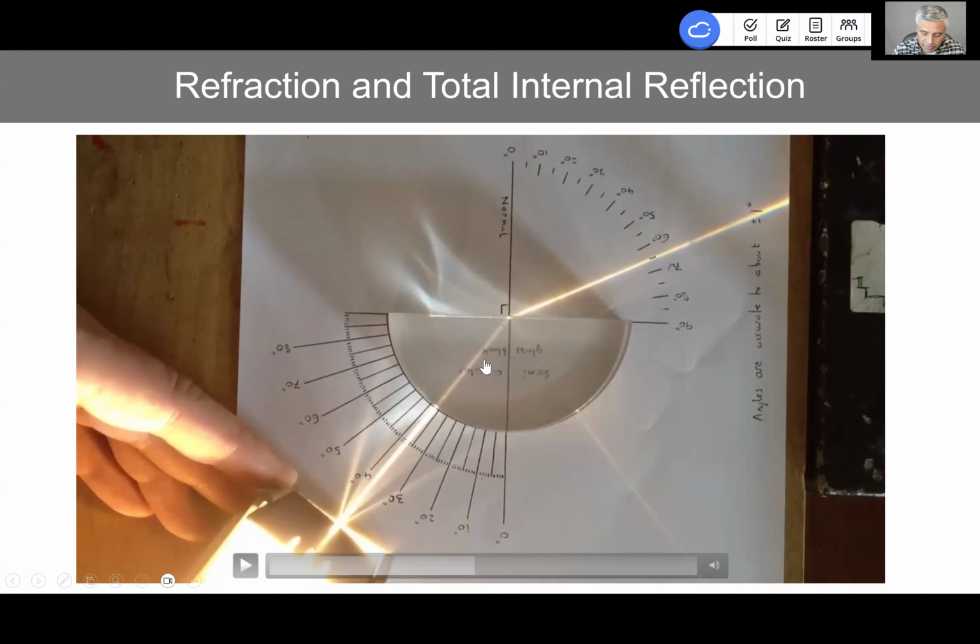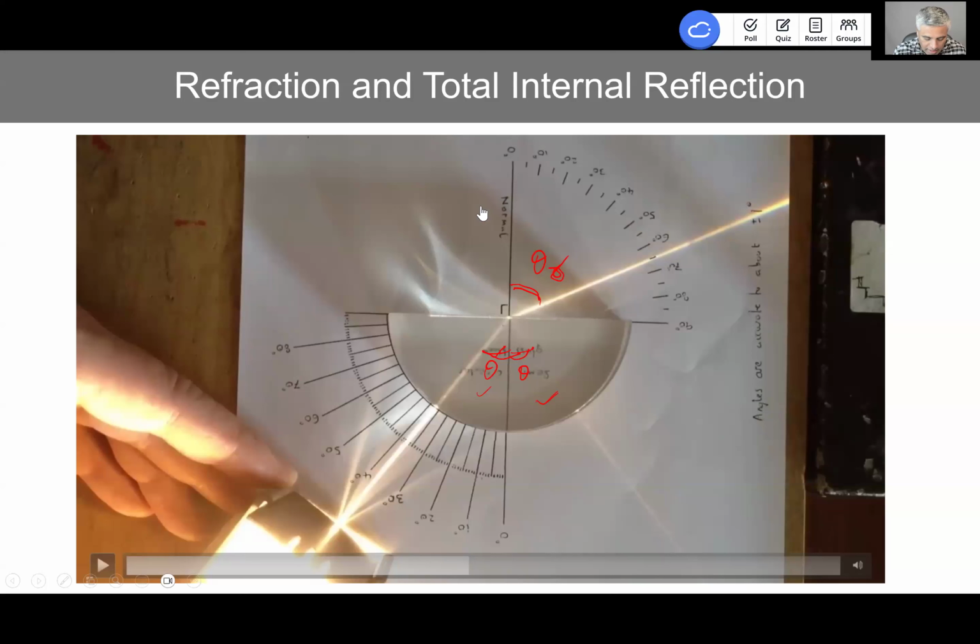Hopefully you can see the mouse here. I'm not trying to write here, but let's say this is the angle of incidence and this is the angle of reflection, and the reflected light is here. And this is the angle of refraction, let's say theta r, angle of refraction versus angle of reflection. These angles, angle of incidence and angle of reflection, are the same, but this one here is larger.